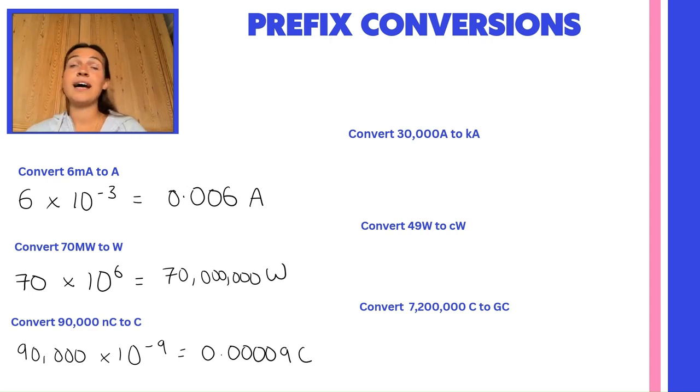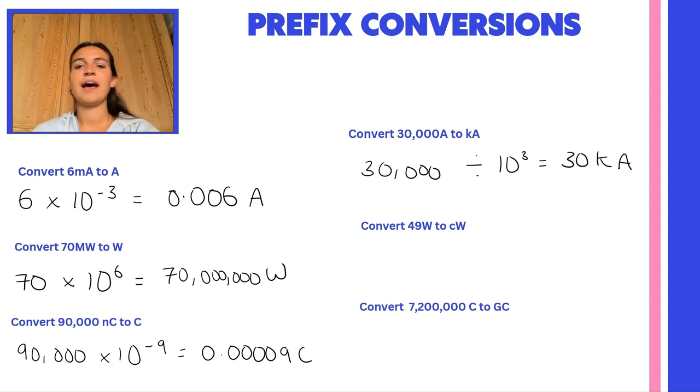Okay, and then you might get asked to do this the other way round. So this time we're going to go from 30,000 amps, so something without a prefix, to something with a prefix. And the only difference here is instead of multiplying by your number, you have to divide by your number. So 30,000, I look at kilo in my table, and that is 10 to the power of 3. And so I need to divide by 10 to the power of 3. And that gives me 30 kiloamps.